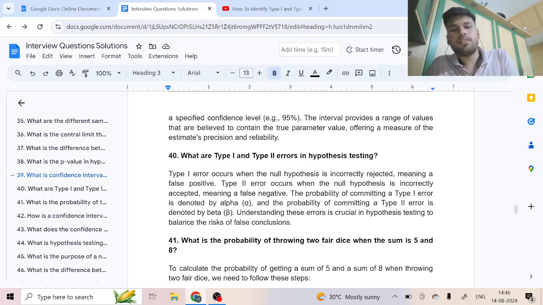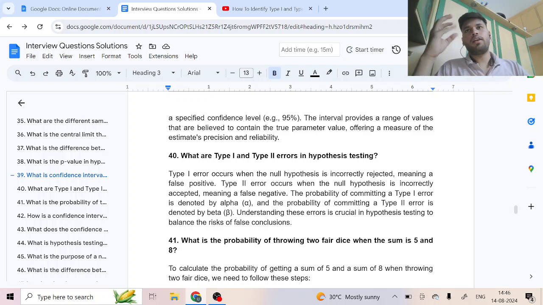The opposite of that is a type 2 error, where the null hypothesis is actually wrong, but we are accepting it. We are accepting the null hypothesis, but actually it is wrong. So this is a type 2 error. A type 2 error occurs when the null hypothesis is incorrectly accepted, meaning a false negative, and a type 1 error occurs when the null hypothesis is incorrectly rejected, a false positive.